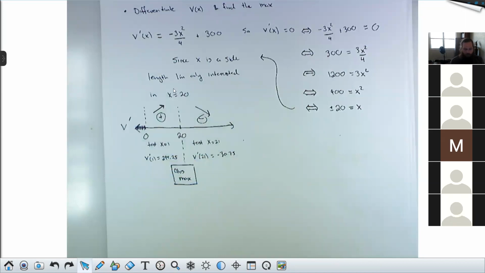So for this problem, there's no local max or min? Well, the absolute max is also a local max, but there are no minima. If you restrict the domain to 0 to some other finite number up here, you would have an absolute min and an absolute max. But here we just have an absolute max. It happens to also be a local max, and it occurs when x is 20.